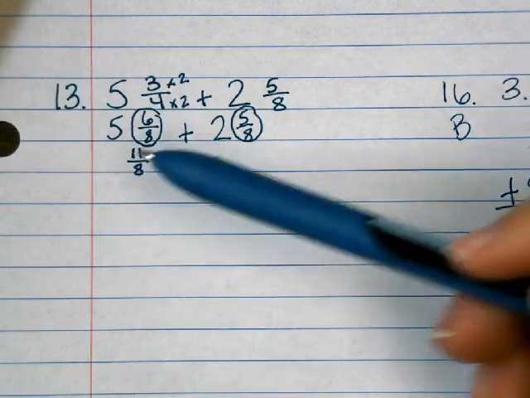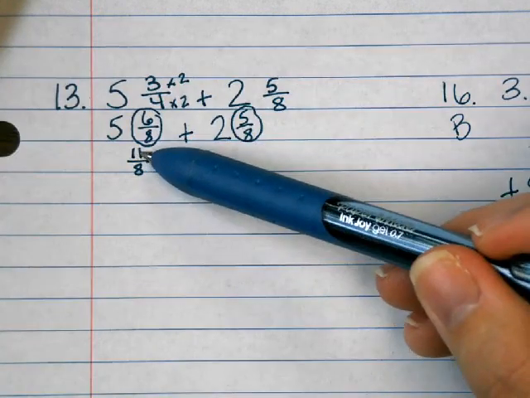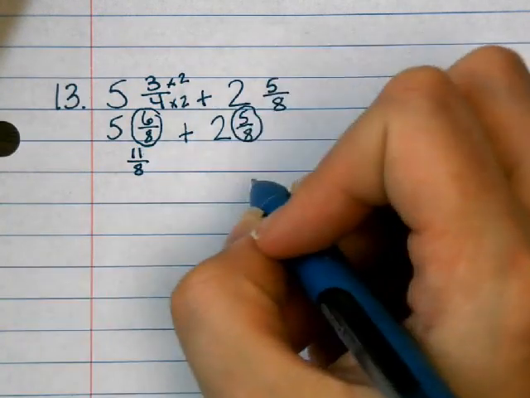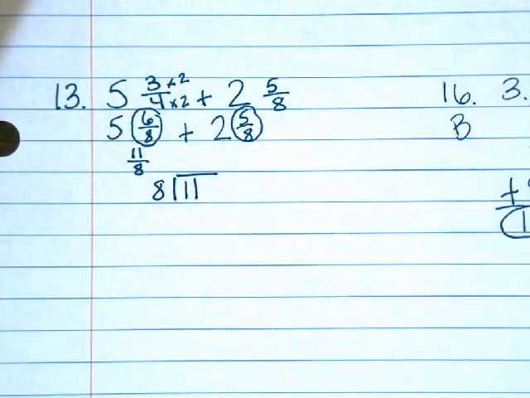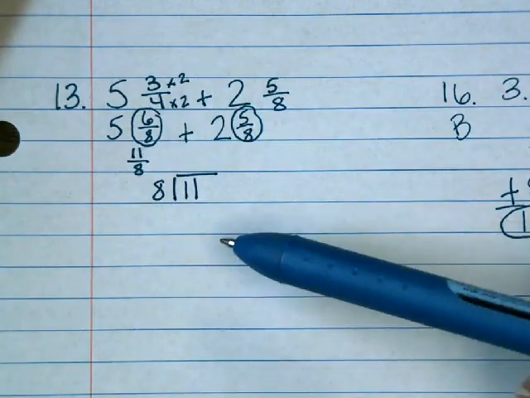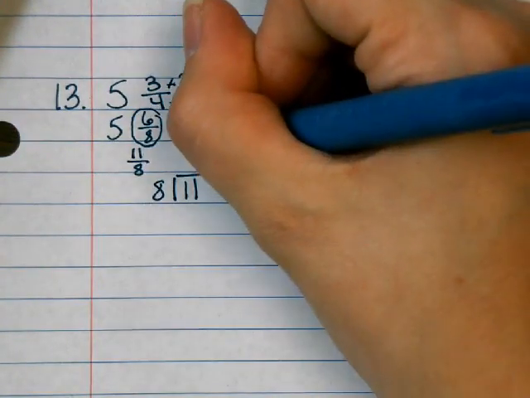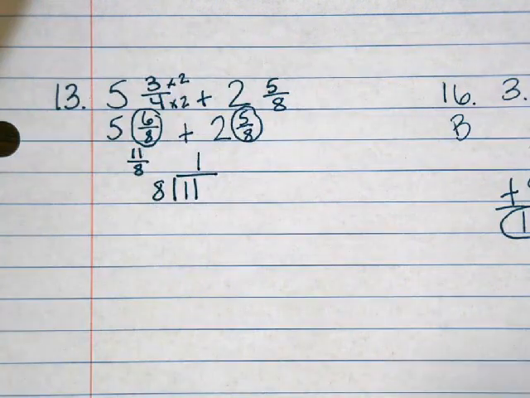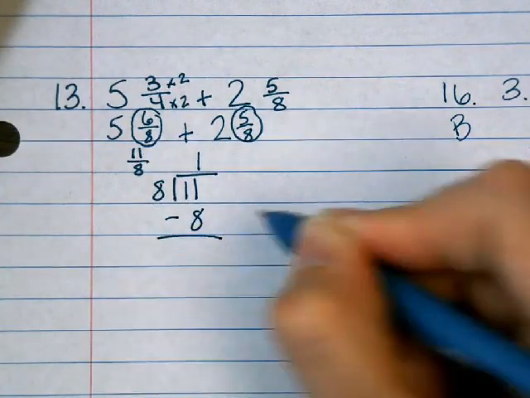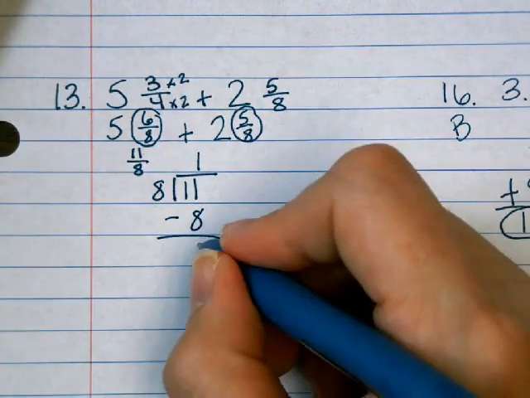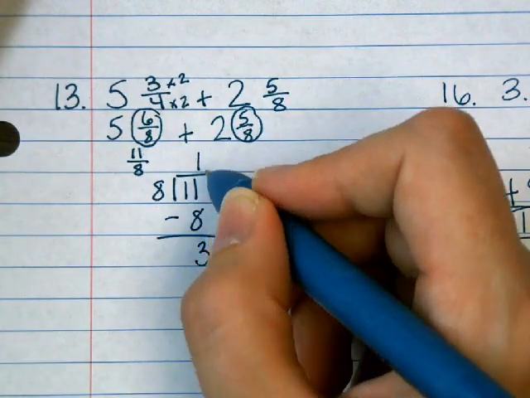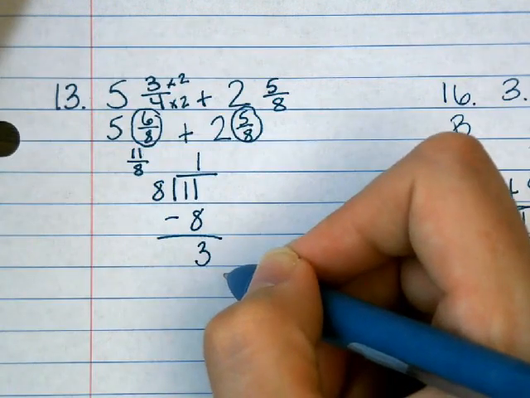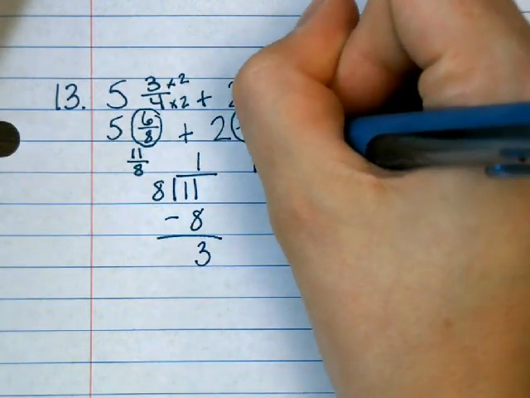And we do that by taking 11 divided by 8. Thinking of your multiples of 8, I know 8 can go into 11 only one time before it goes over. 1 times 8 is 8. 11 minus 8 is 3. So this is your whole number. Your 1 is your whole number. 3 is your now new numerator. So I have 1 and 3/8.